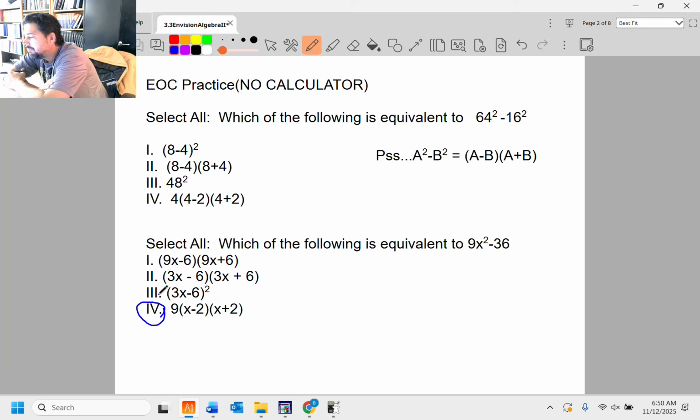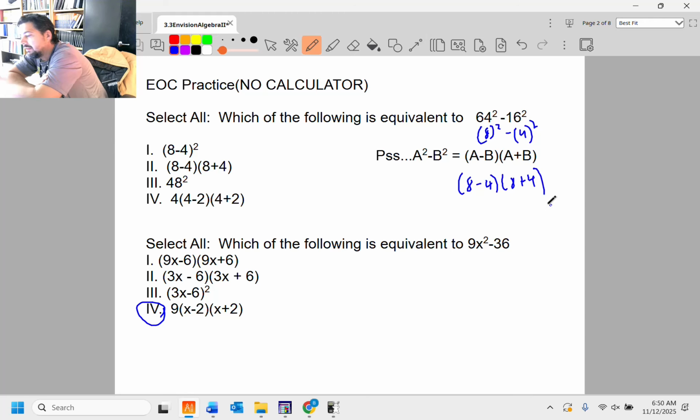Well, hopefully the plan was that a kid would just realize that that's a difference of two squares. This is literally an 8 that is squared, take away a 4 that is squared. And we would hope that the kid would memorize a pattern. So anyways, A is 8, B is 4. And that's a choice here, choice 2.